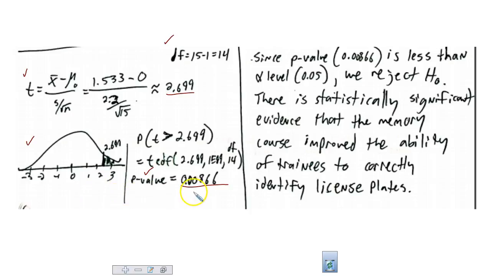Our p-value turned out to be pretty low. Definitely less than 0.05, less than the significance or alpha level that we set at the beginning. So since this p-value is low, we reject the null hypothesis. There is statistically significant evidence that the memory course improved the ability of trainees to correctly identify license plates.